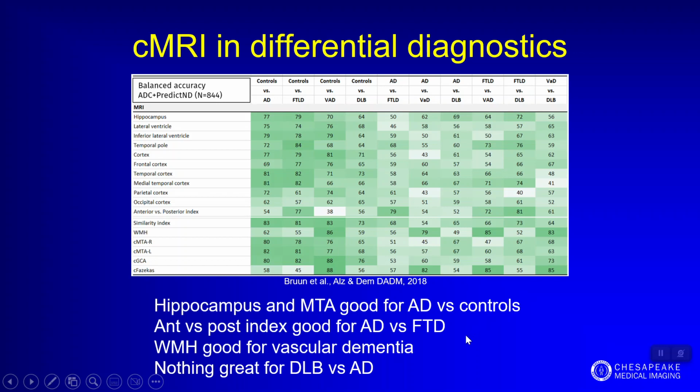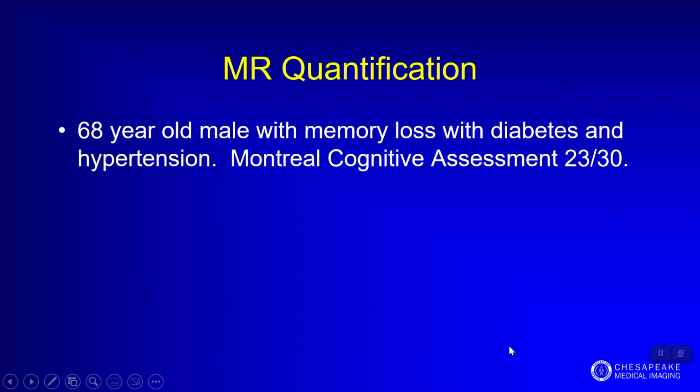But there's not always something good for distinguishing among these different neurodegenerative diseases. For example, if you're looking for Alzheimer's disease versus dementia with Lewy body disease, there's no great single measure for distinguishing dementia with Lewy body disease from Alzheimer's disease using these morphometric techniques. Let's look at how we can apply these techniques in clinical practice.